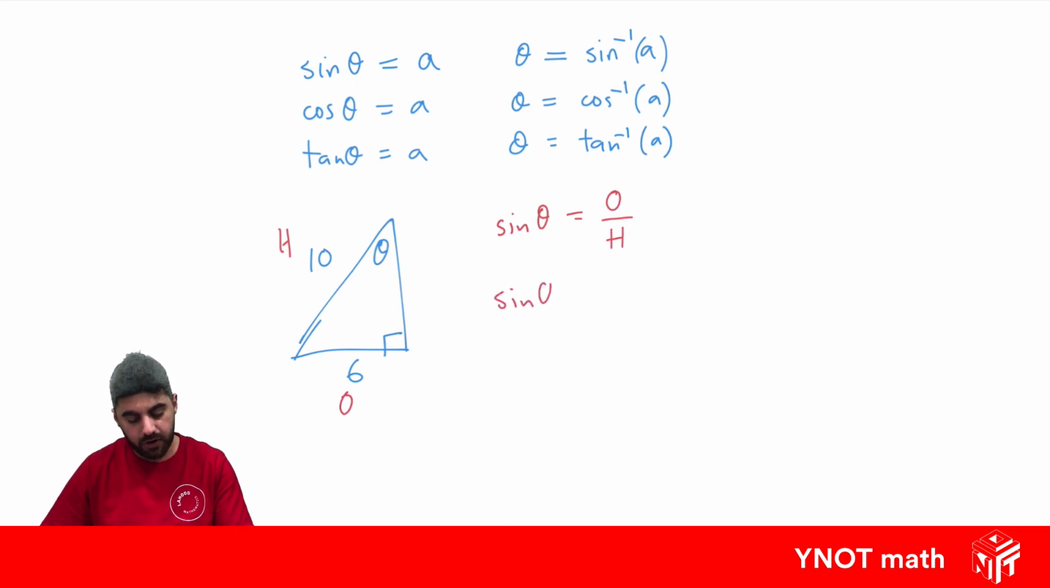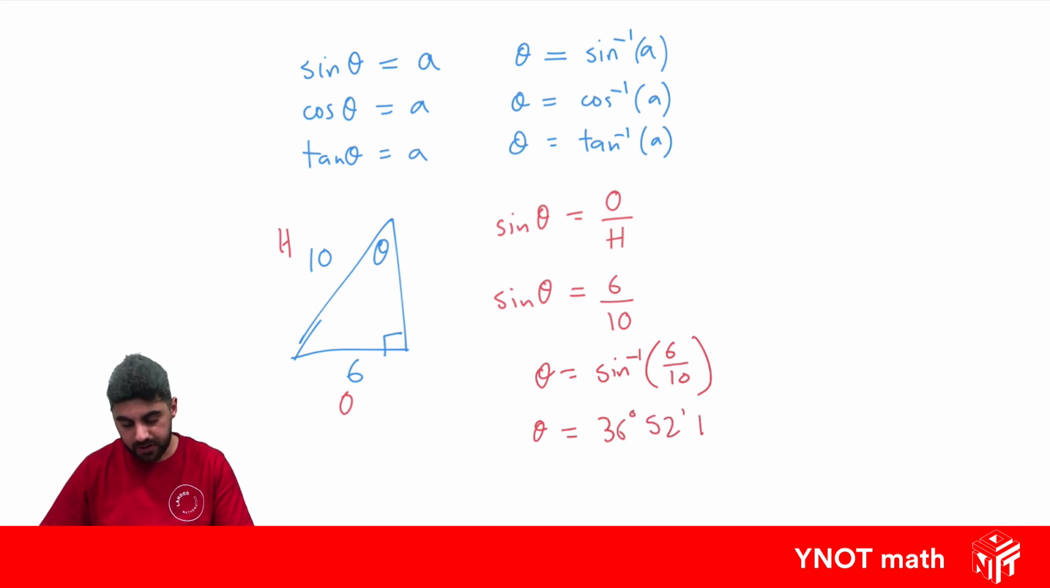Let's put in everything we know. We don't know the angle this time, so we leave it as theta. The opposite side is 6, and the hypotenuse is 10. And we use our special property up here to make theta the subject. So theta equals the inverse sine of everything on the right hand side, which is 6 over 10. So putting that in our calculator is going to give us 36 degrees, 52 minutes, and 11.63 seconds.